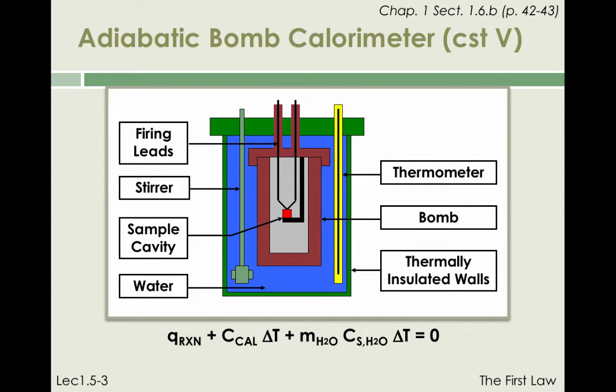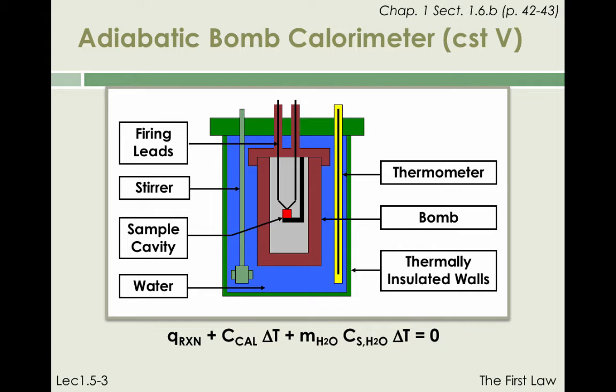Since the process is adiabatic, the total heat is equal to zero. However, the total heat can also be expressed as the sum of the heat of reaction plus the heat associated with the change in temperature for the calorimeter parts plus the heat associated with the change in temperature for the water. So we write Q reaction plus Ccal times delta T plus mass of water times specific heat capacity of water times delta T equal to 0.